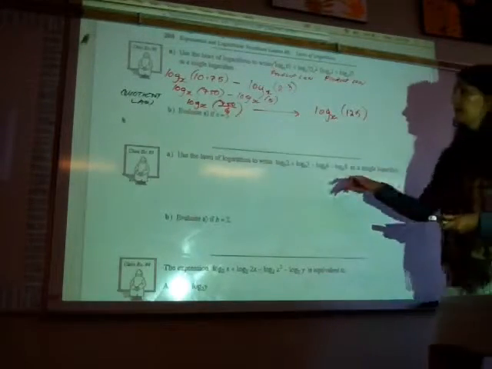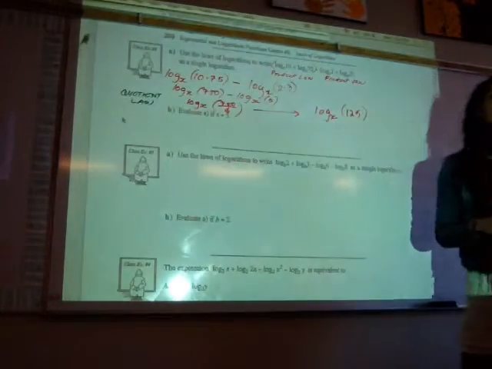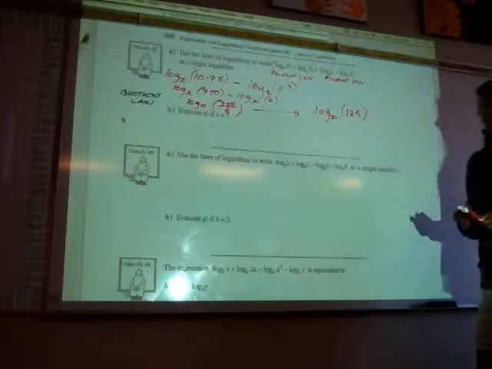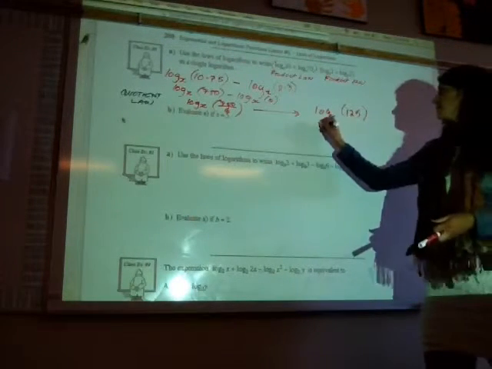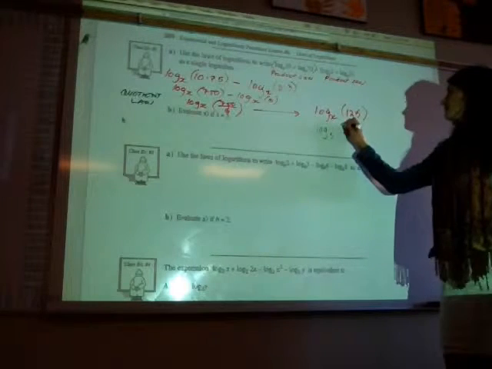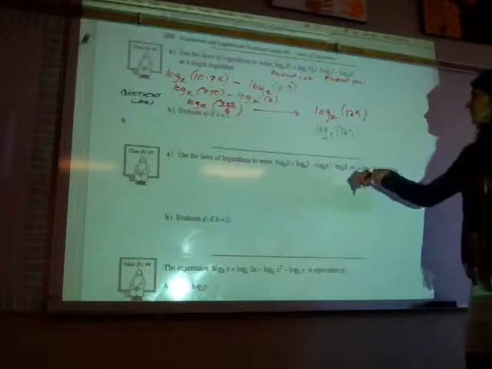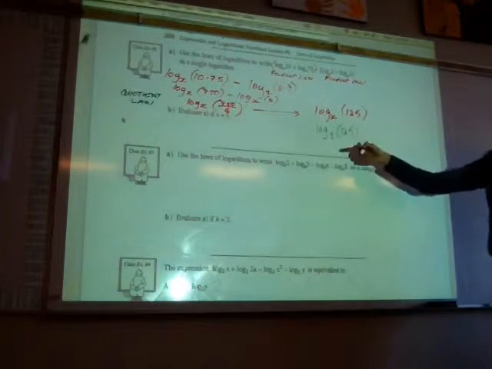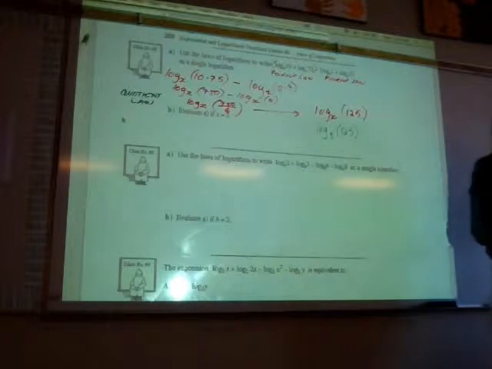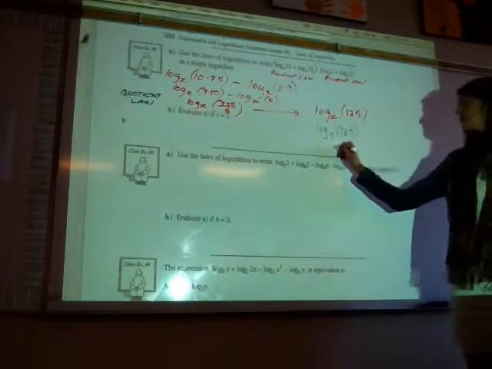Alright. Okay, part B, they're telling us evaluate if x equals 5. So we're just going to replace the x with 5. And to do this, we can just think about it. 5 to the power of what will give me 125? 3. Good.